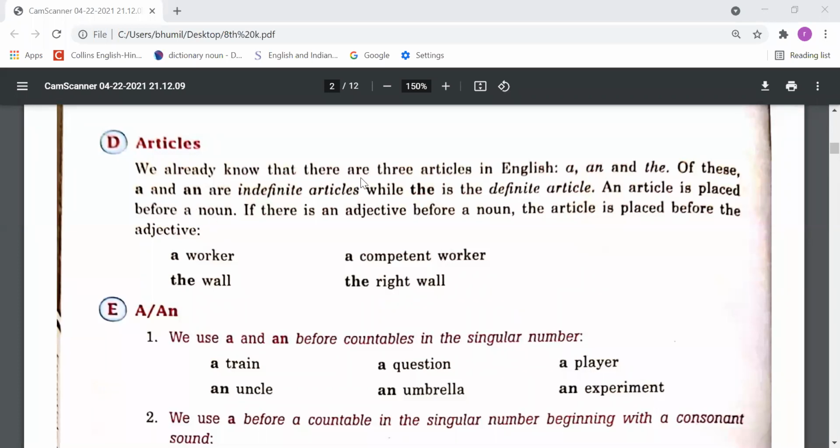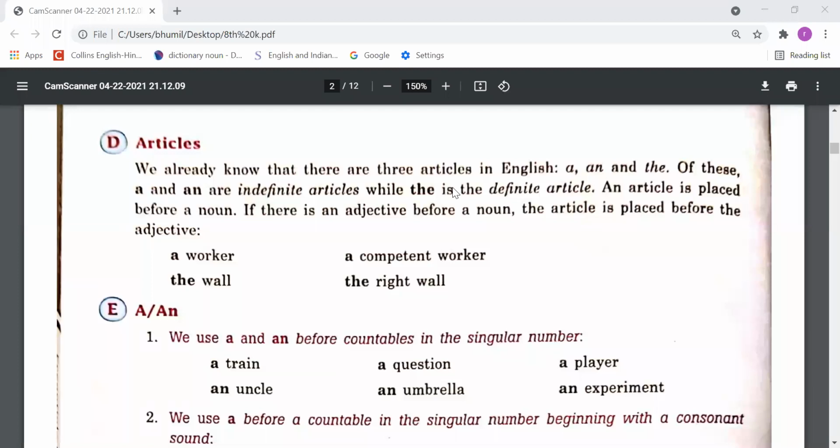We already know that there are three articles in English: a, an, and the. Of these, a and an are indefinite articles, while the is the definite article. An article is placed before a noun. If there is an adjective before a noun, the article is placed before the adjective. So, dear students, we need to understand this point here. We put articles before the noun, but if any adjective is there before the noun, we need to put the article before that adjective.